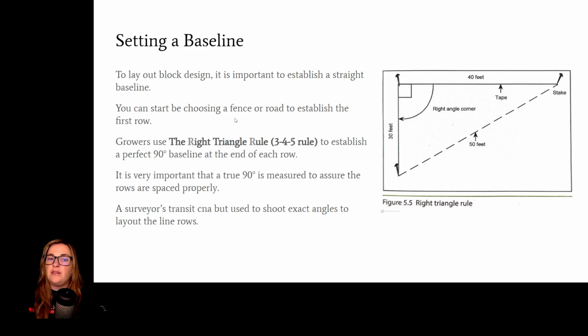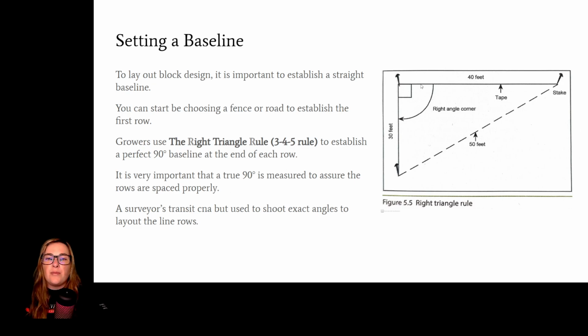You can start by choosing a fence or a road to establish the first row. Growers use the right triangle rule, which is the 3-4-5 rule, to establish a perfect 90-degree baseline at the end of each row, right? So if one side of the triangle is 30 feet, the other one's 40 feet, the C, or this longer portion, should be 50 feet, right? The hypotenuse. Yes, I believe that's the word. Haha, I haven't used that for a long time. So 3, 4, 5, right? So this is just an example. It's also a squared plus b squared equals c squared, right? That's the other theorem for that.